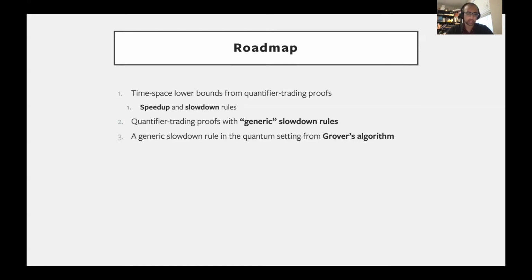And third, we're going to talk about how we can get generic slowdown rules in the quantum setting from using Gerber's algorithm. The idea is Gerber's algorithm gives us a generic slowdown rule. Generic slowdown rules give us better quantifier trading proofs, and better quantifier trading proofs mean better lower bounds. And that's how this entire thing is going to fit together.